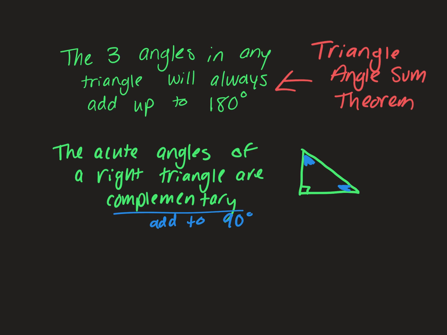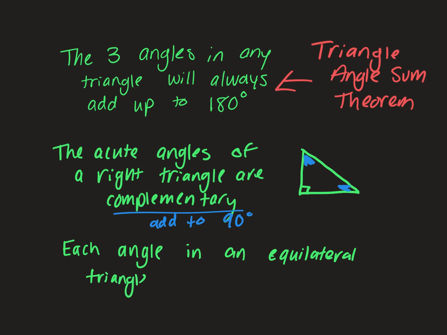And the other thing is that each angle in an equilateral triangle has a measure of 60. For an equilateral triangle, if all of the sides are congruent, that means all of the angles have to be congruent. So each of these yellow angles would be 60 degrees, because 60 times 3 is 180.